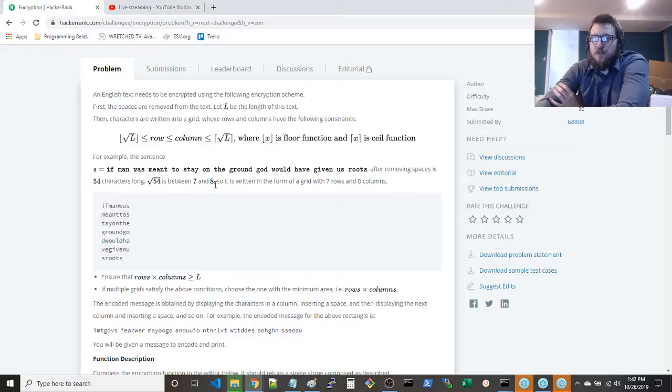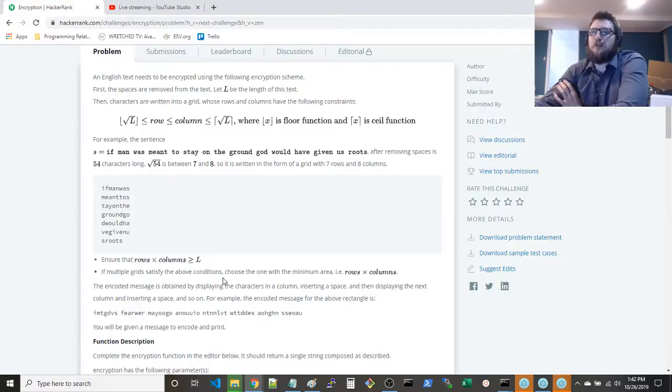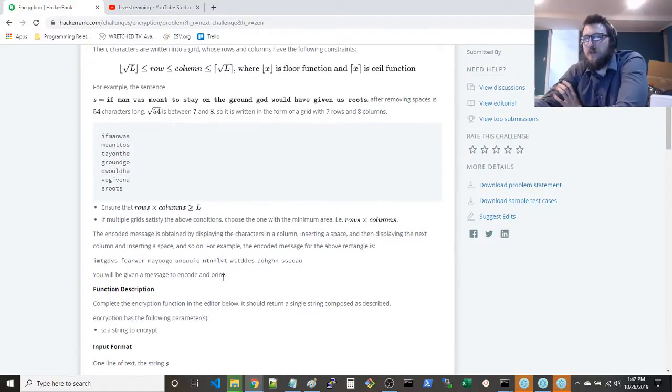Right, and this is what they say here, ensure that. So okay, they do describe it here. Yeah. Okay, I take it back. This is enough to describe it. Interesting. Multiple grids satisfy the above conditions. Choose one with the minimum area. Got it. Rows, columns.